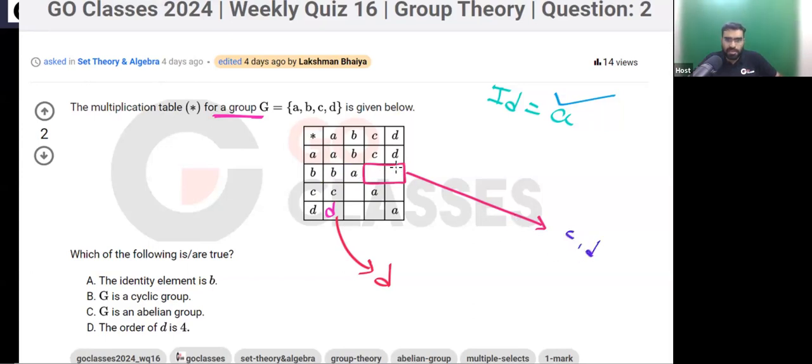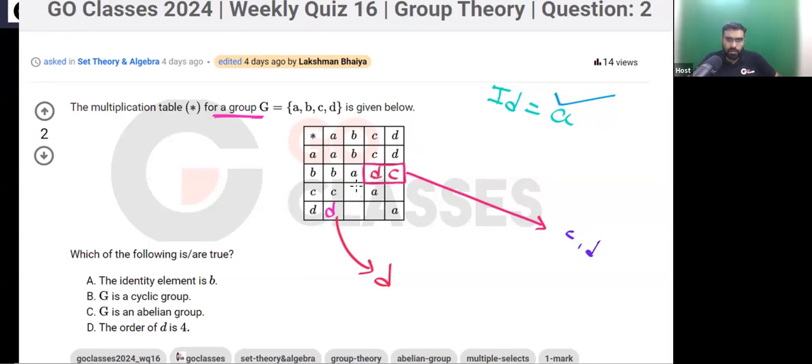Now you tell me, here can I put D? I cannot put D because in this column, no repetition should happen. If I put D, then there is a repetition, and this should not happen. So automatically I can say here will be C, here will be D. Very simple.